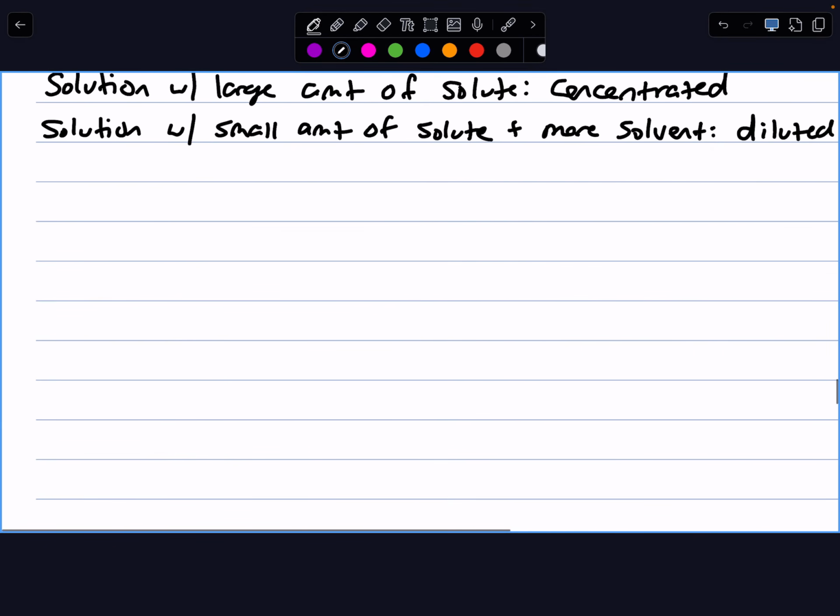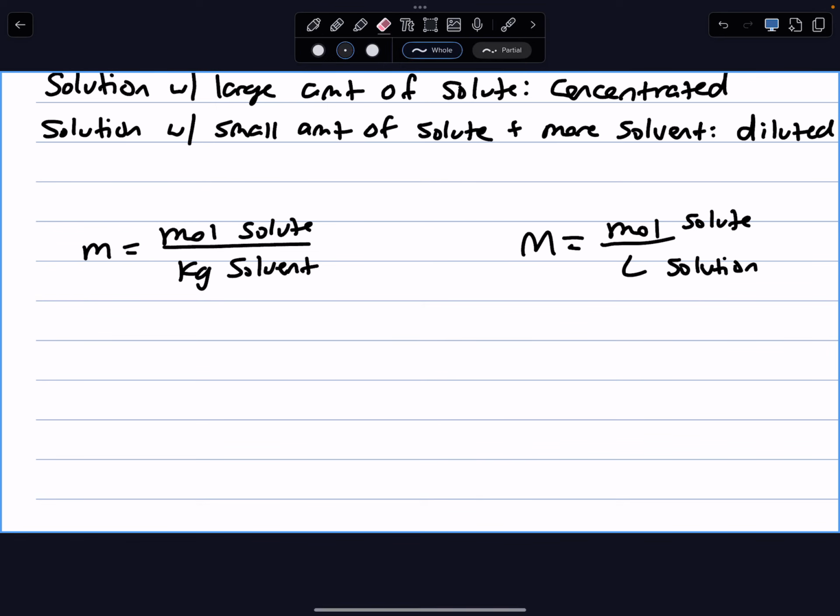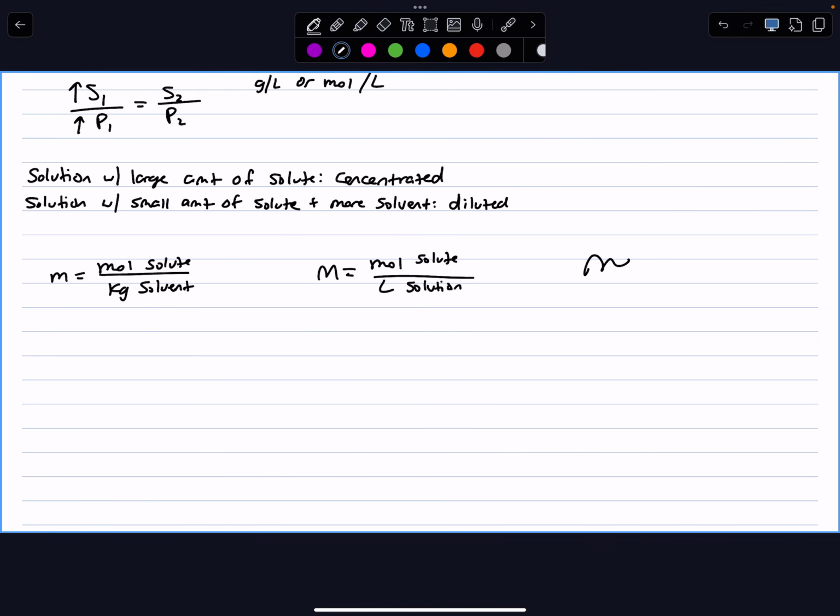Last 4 questions are molarity questions. So calculations. Molality is moles of solute divided by kilograms of solvent, versus molarity, which is moles over liters of solution. Molarity is capital M. So this you have to memorize. Does that make sense? There's 5 questions like this.